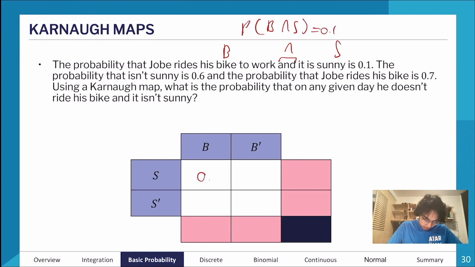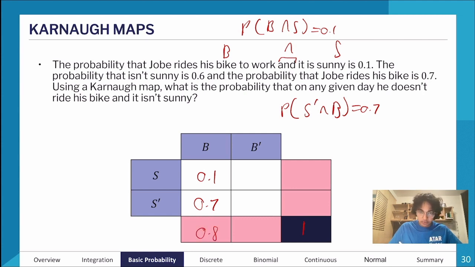So I'm going to write 0.1 in my table here. The probability that it isn't sunny and Joe rides his bike, so not S intersection B, is 0.7. So 0.7 here. Using a Kano map, what is the probability that on any given day he doesn't ride his bike and it isn't sunny? Okay, so how can I do this? Well, here is 1. So this is just 0.1 plus 0.7 is equal to 0.8. 1 minus 0.8 is equal to 0.2.